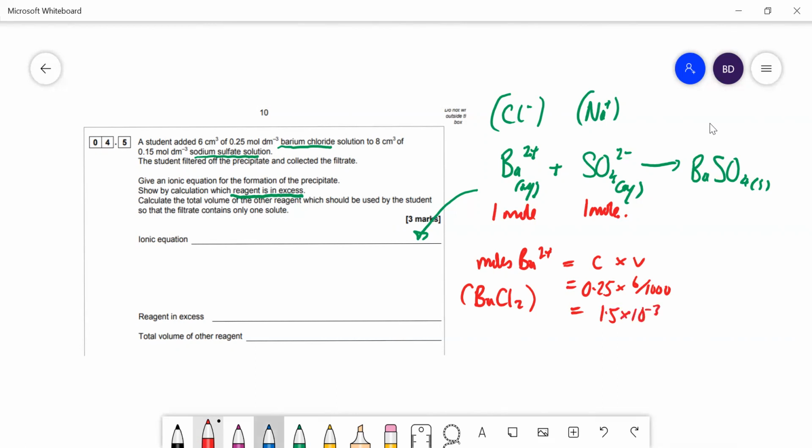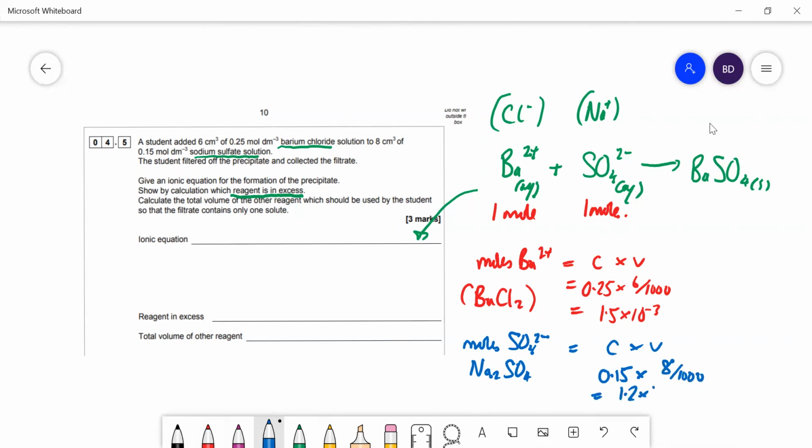Let's do the same for the sulfate ions now, moles of sulfate. And again, it's quite easy because 1 mole of sodium sulfate contains 1 mole of sulfate ions. So that's going to be concentration times volume. The concentration of the sodium sulfate is 0.15, and the volume is 8 centimeters cubed. That's 8/1000, and that is equal to 1.2 times 10 to the minus 3. So you can see that the barium number is the bigger number, so the barium chloride is in excess.